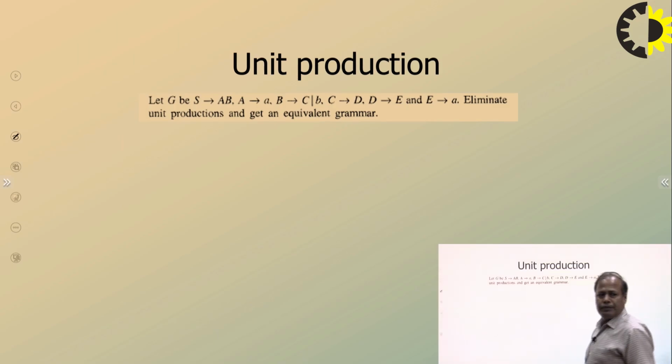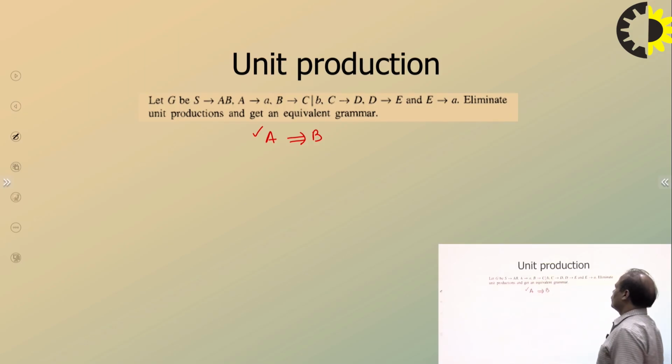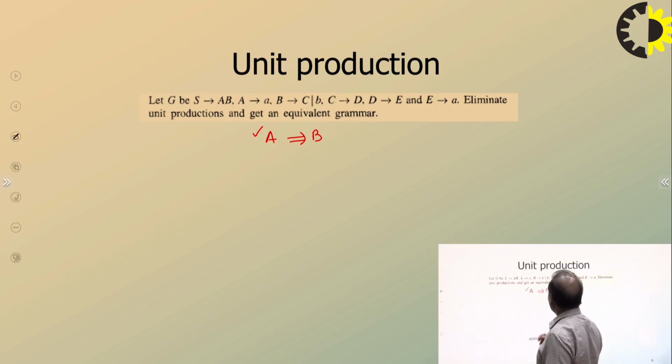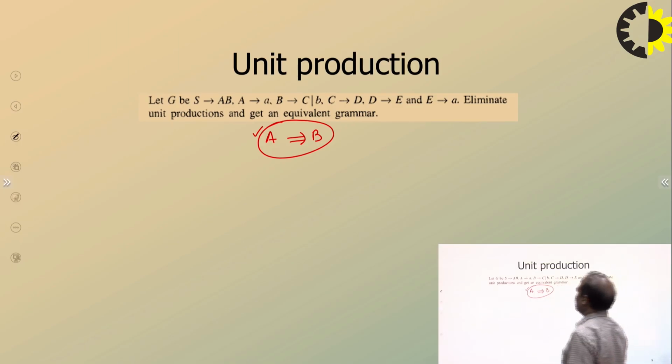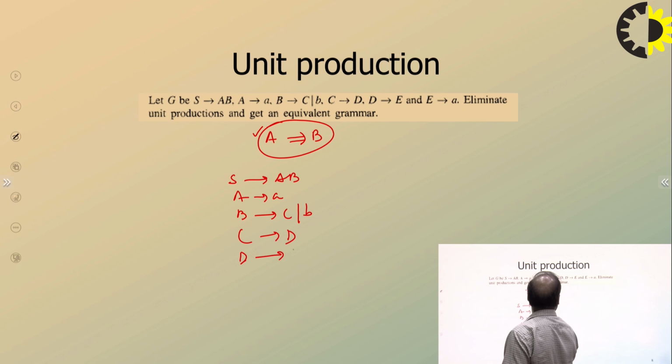So another simplification category is the unit production. Any production of the form A goes to B is called a unit production, right? So here we are going to eliminate such types of production. So let's understand how to eliminate. S goes to AB, A goes to small a, B goes to C or small b, C goes to capital D, D goes to capital E, capital E goes to small a.